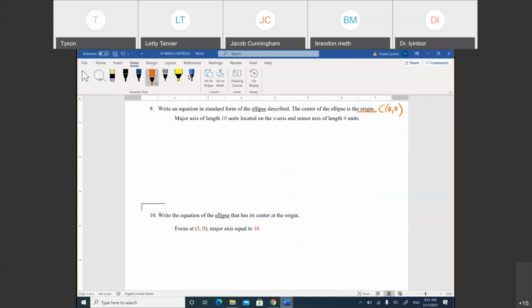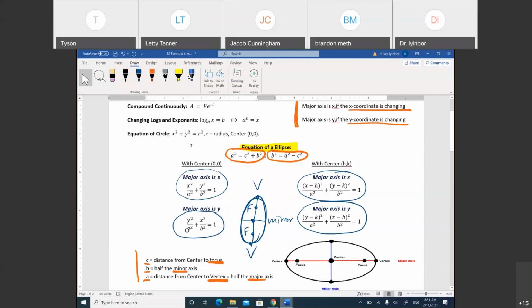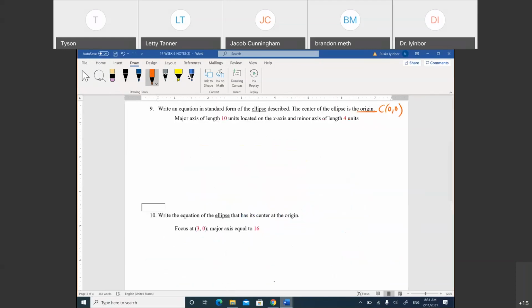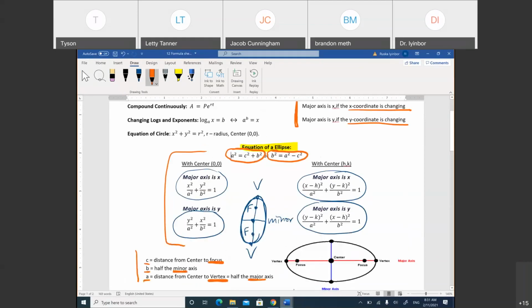Okay? So what that means? That means I'm going to have one of these two, right? Center 0, 0. It's given. So I'm going to have one of these two equations. Okay? Let's see what else is given. They give me major axis is 10, and major axis is focused on the x-axis. So they tell me right away, major axis is x, right? So if the major axis is x, that means I'm going to use this equation.